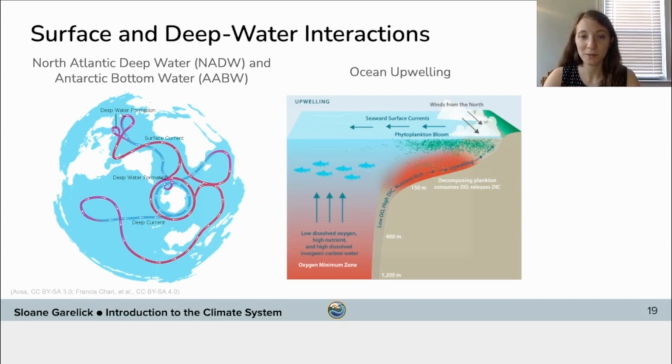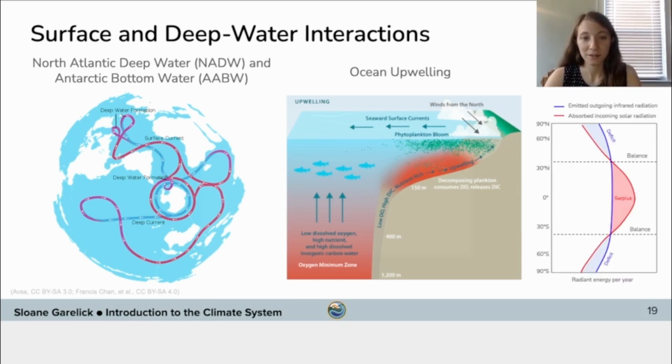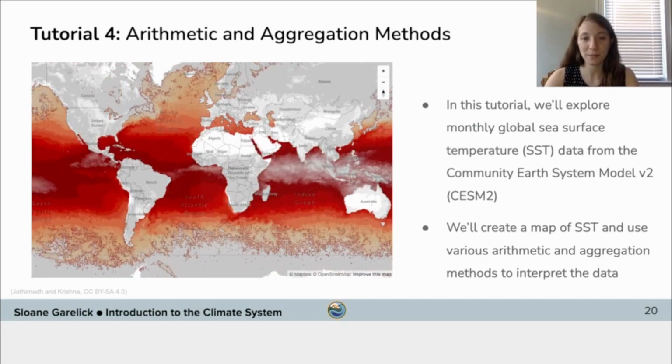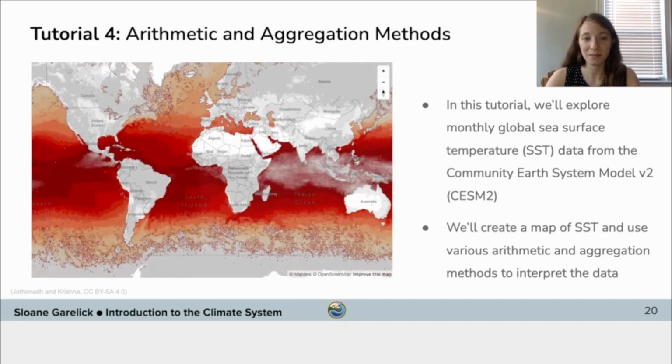Surface winds move warm surface water away, and deep water gets upwelled in its place. This deep upwelled water is cold and nutrient-rich, and this process of upwelling commonly occurs on the west coast of continents. For example, the west coast of South America is a big upwelling zone. Similar to the atmospheric processes discussed in the previous tutorials, these ocean circulation patterns also serve as a mechanism of heat transport.